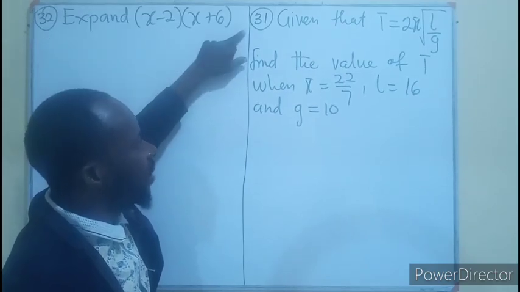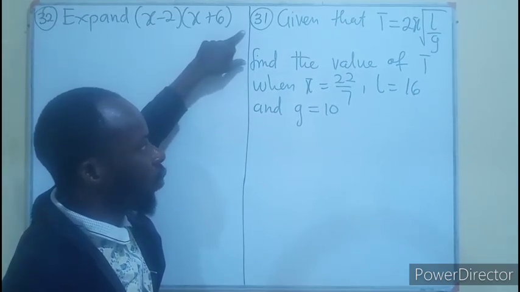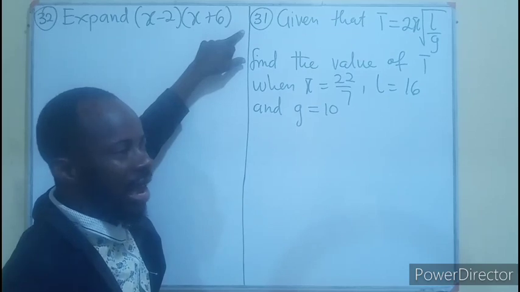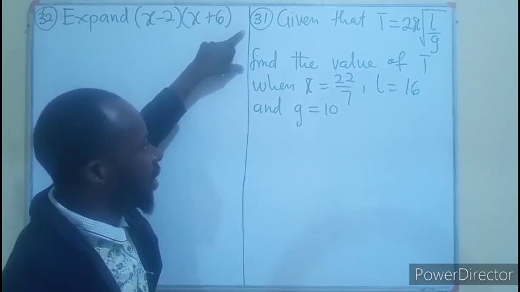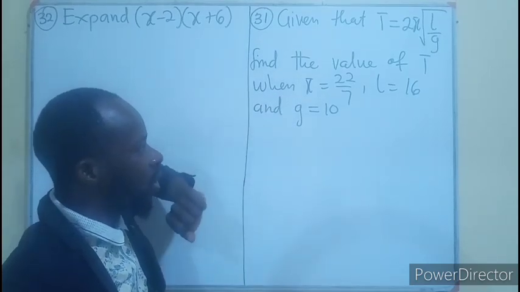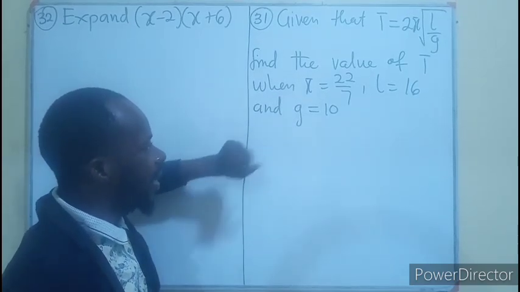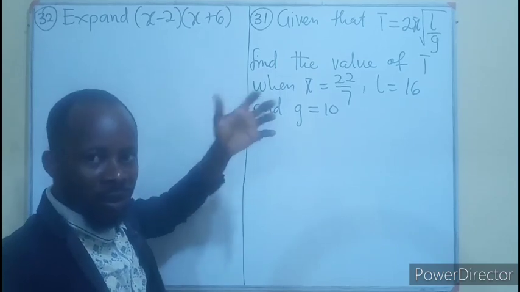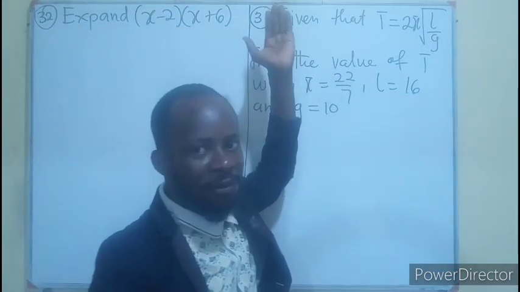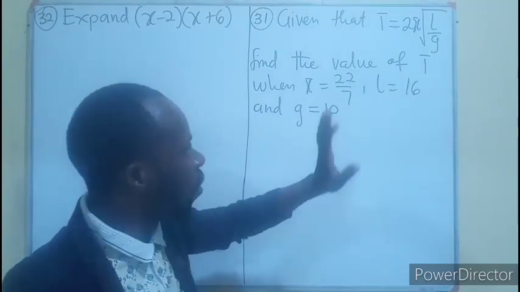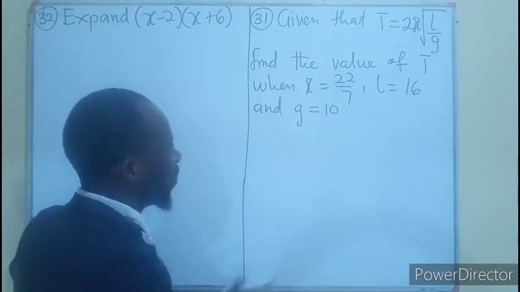Question 31: given that t equals 2 pi root of L divided by G, find the value of t when pi is 22/7, L is 16, and G is 10. Right away we do substitution. The t is already on the left, so we only substitute the values into the expression to get what we're looking for.